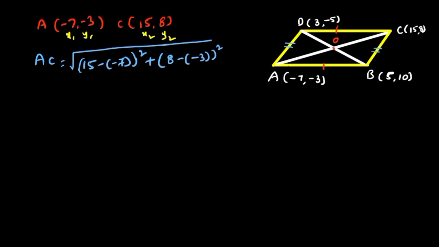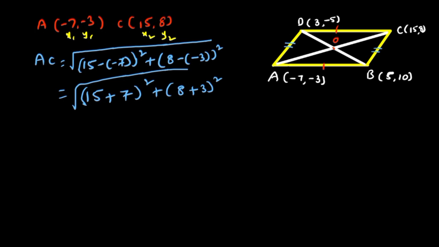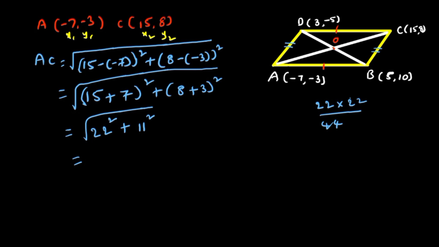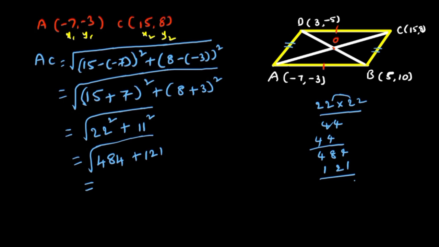Okay, so that equals root of 15 plus 7 whole square plus 8 plus 3 whole square. Then 15 plus 7 is 22 square, 8 plus 3 is 11 square. So 22 square, you can check, is actually 484. Just to check, 2 twos are 4, 2 twos are 4, so 484 we get, plus 11 square is 121. So 484 plus 121 is 605. So root of 605.